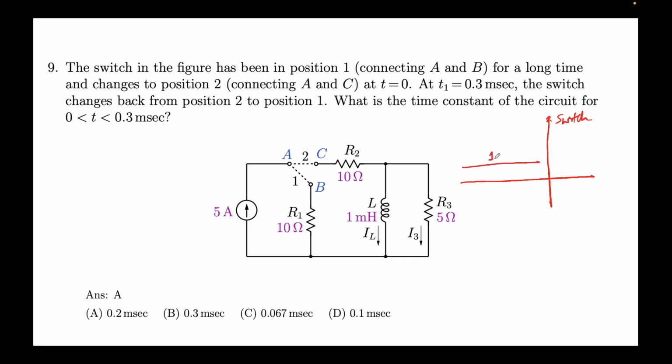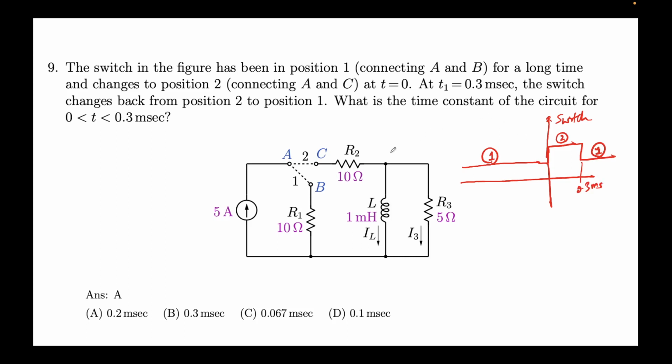So this is position 1. And at t equal to 0, it changes to position 2. We'll draw the circuit, but I'm just saying, rather than connecting A and B, it will now connect A and C. Then at time t equal to 0.3 milliseconds, the switch comes back to position 1 again.